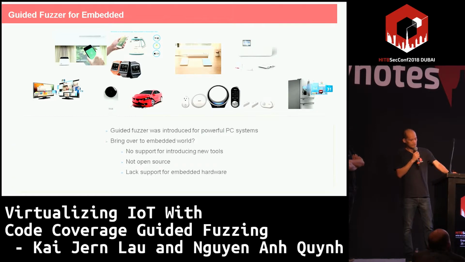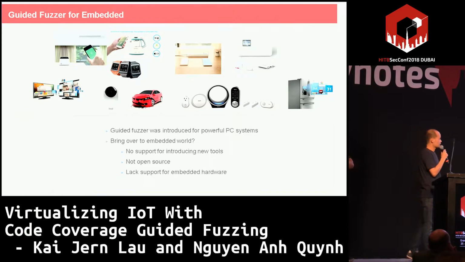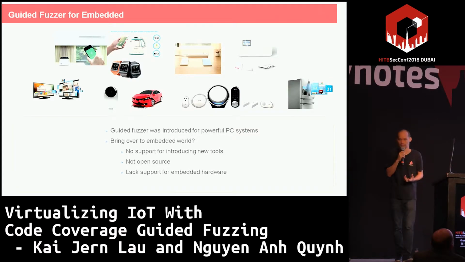Okay, so the idea is that guided fuzzers work very well for powerful systems like PCs, right? Now, if you want to build a guided fuzzer to find bugs in a much less powerful system like an embedded system, how can we do that? In this research, we want to build a guided fuzzer for embedded systems, but it turns out that there are many issues.